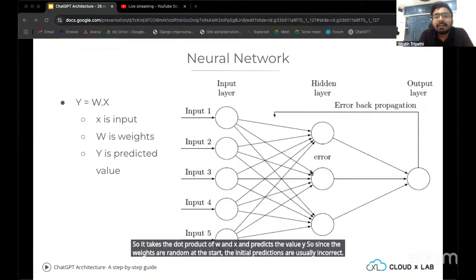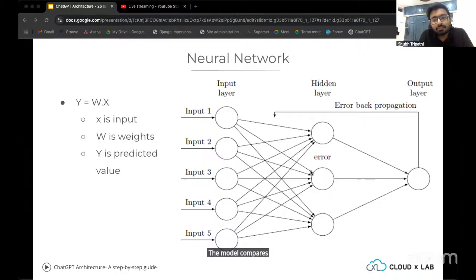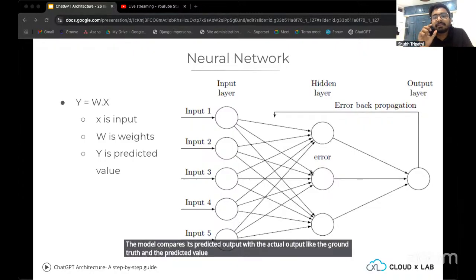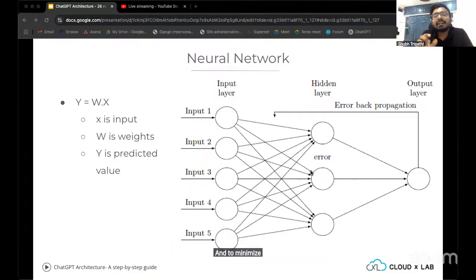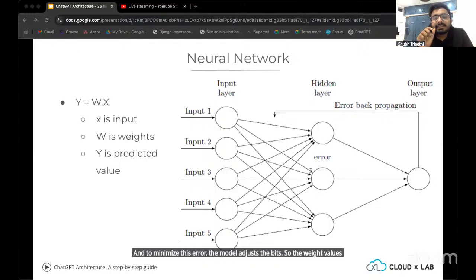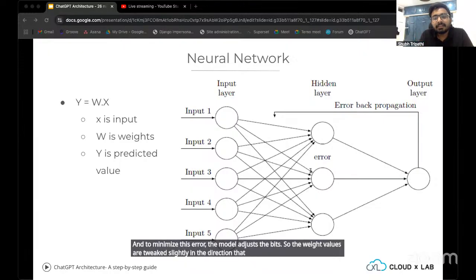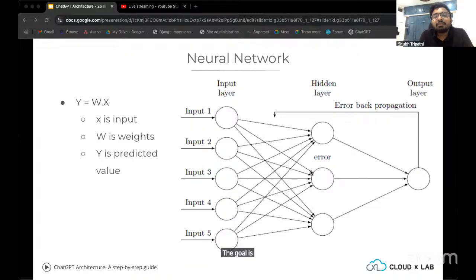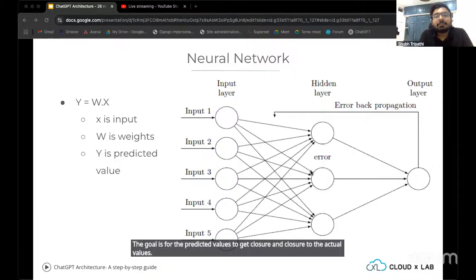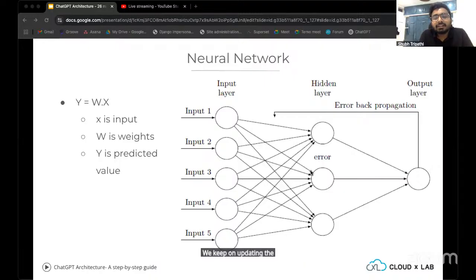The model compares its predicted output with the actual output, the ground truth. The difference between them is called the error or loss. To minimize this error, the model adjusts the weights. The weight values are tweaked slightly in the direction that reduces the error. The goal is for the predicted values to get closer and closer to the actual values. We keep updating the weights to reduce the error. That's the whole goal of training.